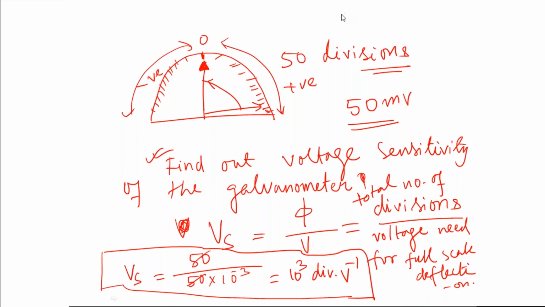Yes, sir, these are the same. If you write 1 into 10 to the power 3 or directly 10 to the power 3, both are the same. That's why I am writing like this. You can write 1 into 10 to the power 3; the meaning is the same.